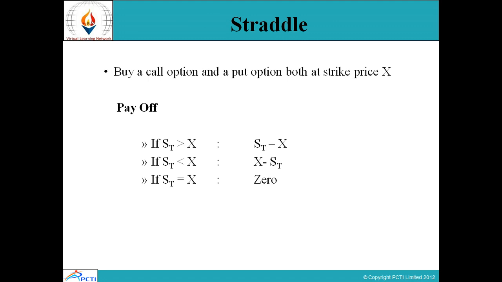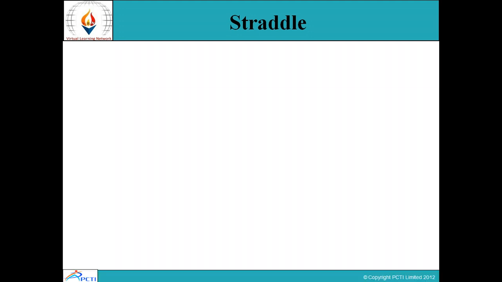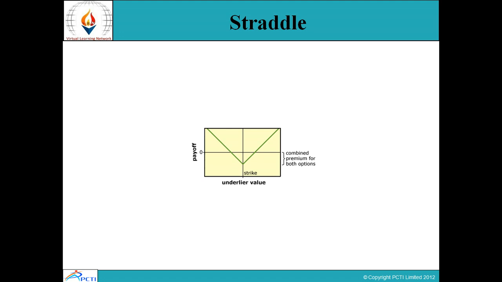Straddle: buy a call option and a put option, both at strike price X. So the payoff: if ST is greater than X, then ST minus X. If ST is less than X, then X minus ST. If ST equals X, then 0. The straddle also involves the combined premium for both options.